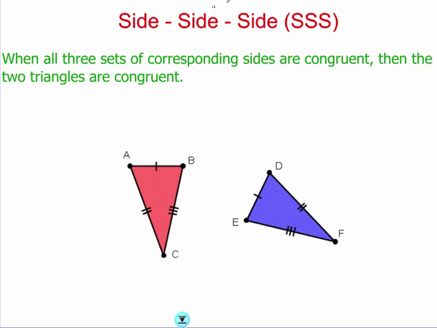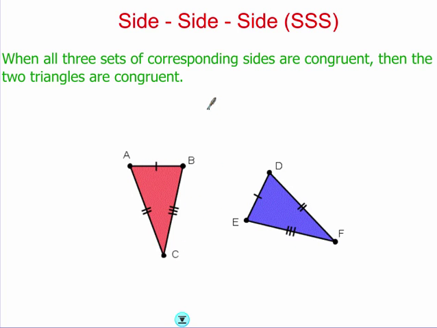So the first one we'll talk about is side, side, side congruence. We generally abbreviate that SSS. And what side, side, side says is that when all three sets of corresponding sides in triangles are congruent, then those 2 triangles are congruent. So if I've got ABC and DEF over here, and I look, well, side AB is congruent to side DE, side AC is congruent to side DF, and side BC is congruent to side EF. So I've got 3 sets of congruent sides. And if all 3 sides are congruent, then the triangles are congruent.